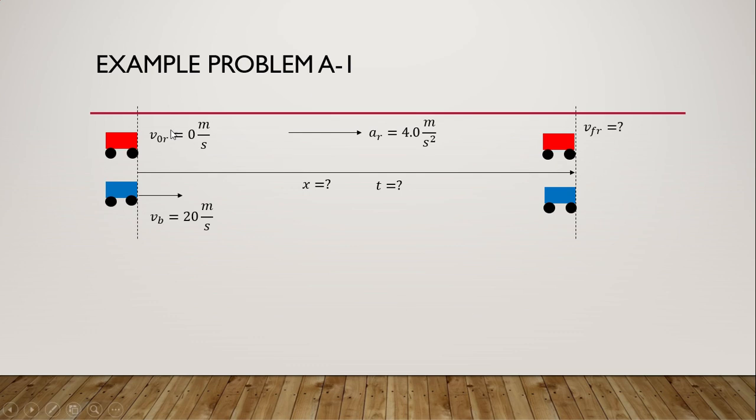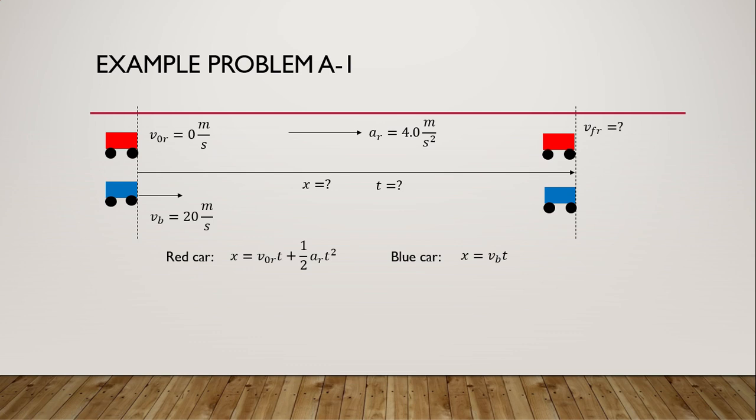If we collect all the things that we know about this situation, we know the initial velocity of the red car is 0, the initial velocity of the blue car is 20, we know the acceleration of the red car is 4, we don't know the final velocity of the red car. We do know the final velocity of the blue car, that it's also 20 because its acceleration is 0. So the velocity of the blue car is always 20. And we don't know x or t about this system.